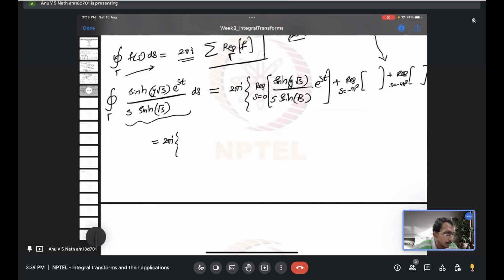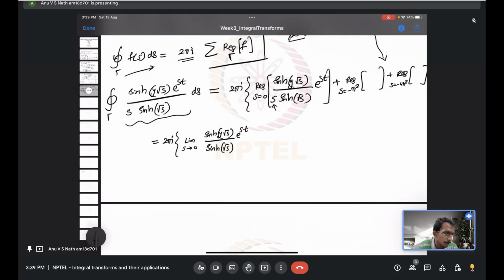So first of all, we start with s equal to 0. Remember that at s equal to 0 it's a simple pole. So what we have to do is just multiply the function with s minus 0 to find the residue, and take the limit of s tending to 0. So limit s tending to 0 of sinh(y root s) divided by sinh(root s) into exponential of st, because multiplied with s, that s is gone.